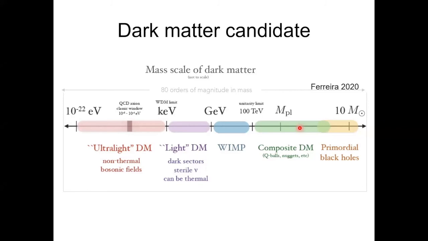But anyway, there is still a possibility that dark matter is made of primordial black holes. And the microlensing technique is very efficient to rule out, or maybe to accept, those candidates of primordial black holes in dark matter.